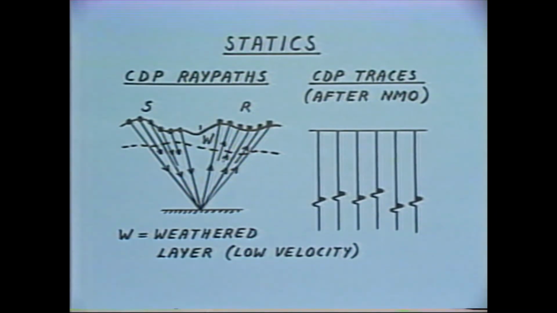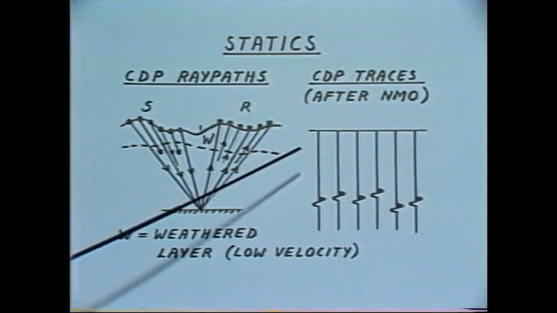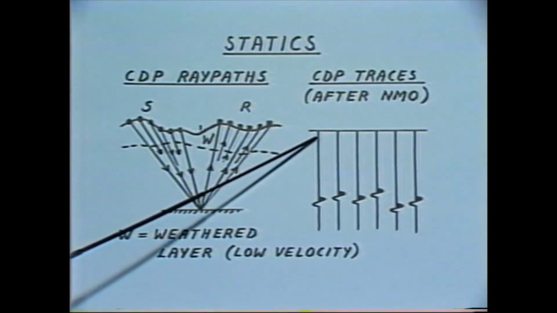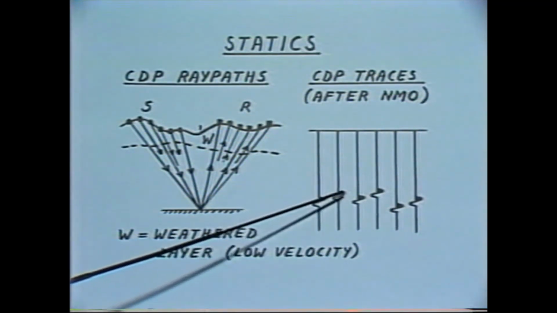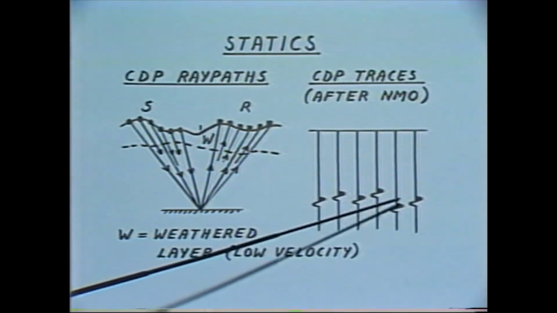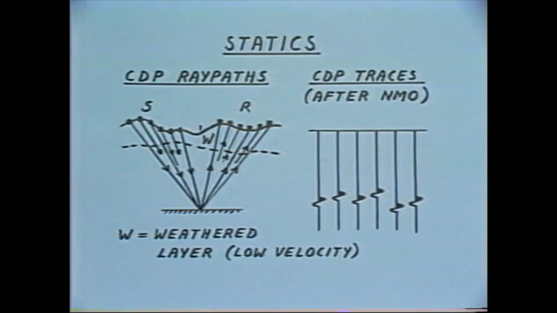A set of common depth point ray paths then for a series of sources and receivers with a common midpoint on this surface would look something like this. If we took those traces and applied normal move-out correction to them to correct for the different offsets of the traces, the data afterwards would look like this. The reflections are not all at the same time on the set of common depth point traces, even though we've applied normal move-out correction.